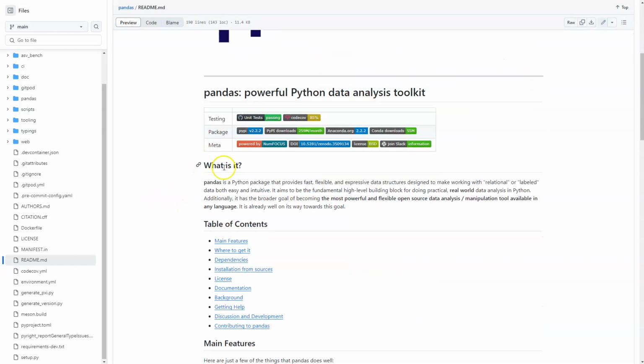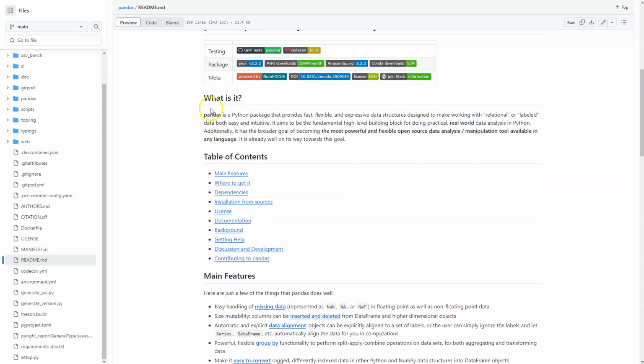What is it? Pandas is a Python package. What are some of the defining features? Provides fast, flexible, expressive data structures designed, and so on. And then they kind of continue on. So this is the beginning of their documentation, their code description, with a really good definition. You can never go wrong starting with a little extended definition. Then they have their table of contents.